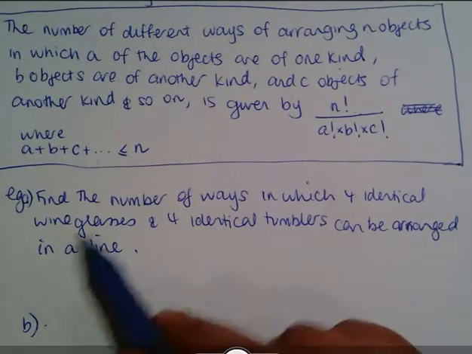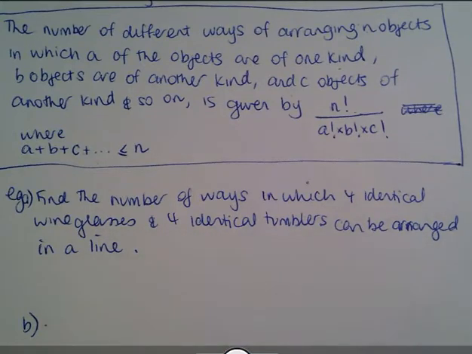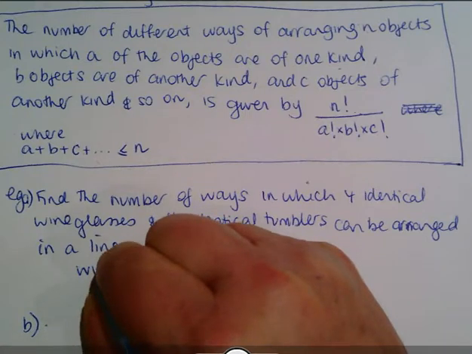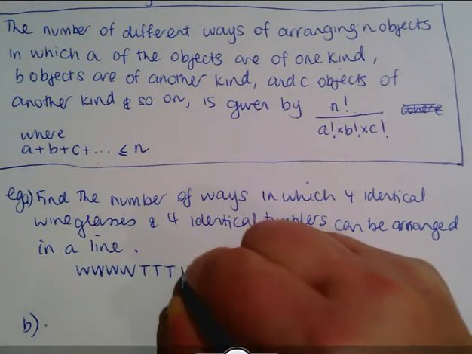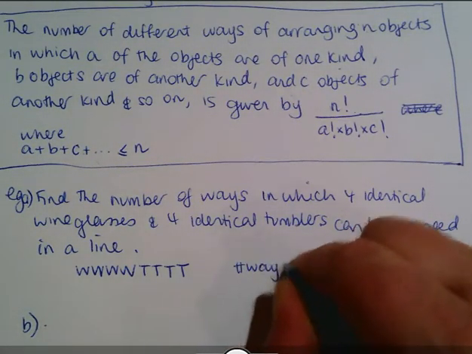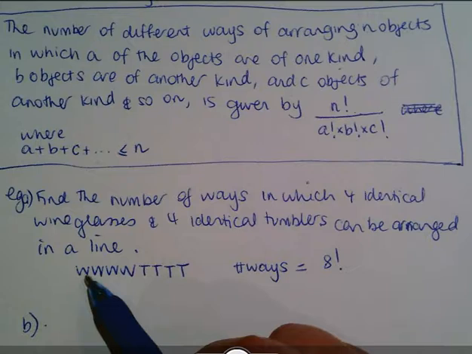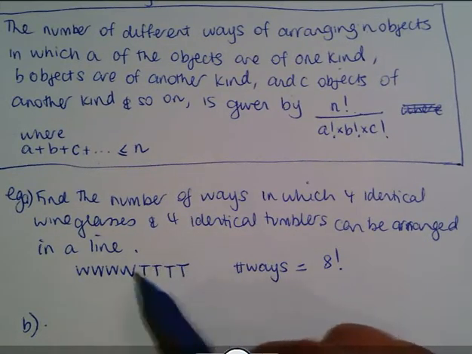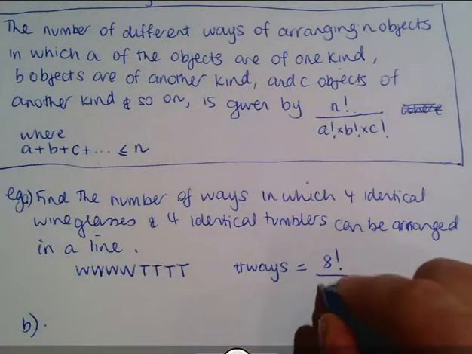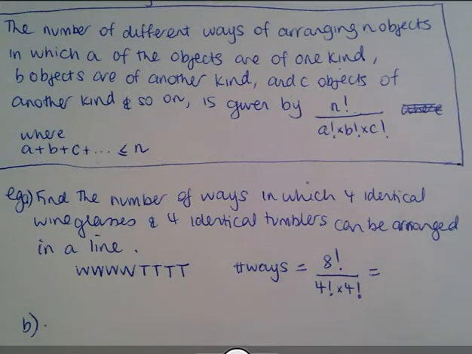So just an example here, find the number of ways in which 4 identical wine glasses and 4 identical tumblers can be arranged in a line. So I'm going to go wine, wine, wine, wine, tumbler, tumbler, tumbler, tumbler. Now, if I just want to arrange these 8 things, it would be 8 factorial ways. But you can't distinguish between the different W's, and you can't distinguish between the T's. So we have to divide by 4 factorial because there are 4 W's, and 4 factorial again because there are 4 T's, okay? That gives us 70 ways.